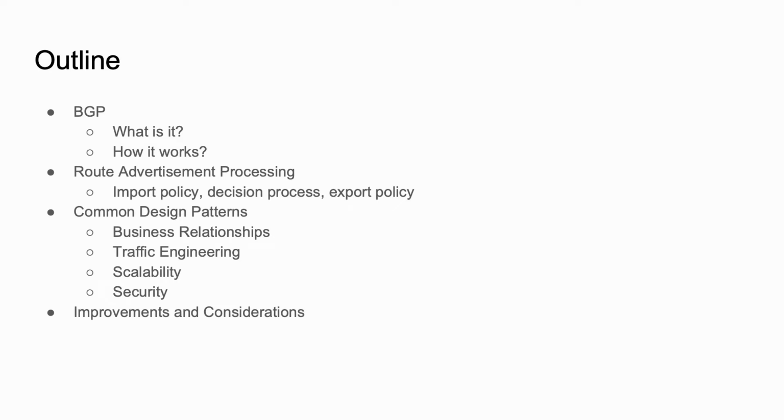Here is a brief outline of the points we will cover in this presentation. We will first start by introducing BGP and describing what it is and how it works. We will then talk about how the route selection process is done in an ISP and highlight some of the issues faced by BGP. Then we will go over the common design patterns ISPs have adopted in their BGP routing policy. We will finish off the presentation with possible improvements to alleviate the problems of BGP.